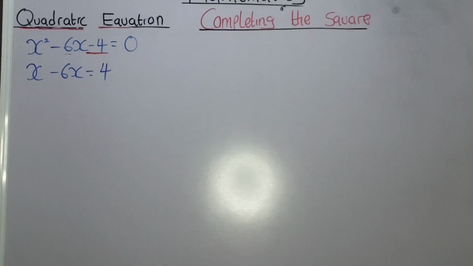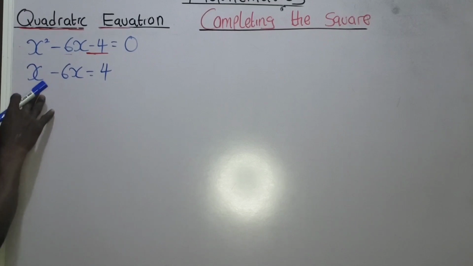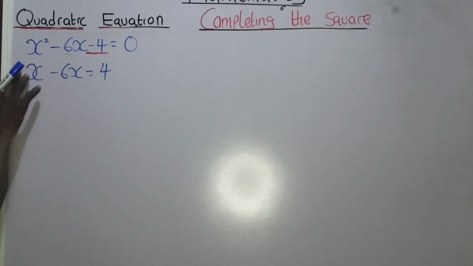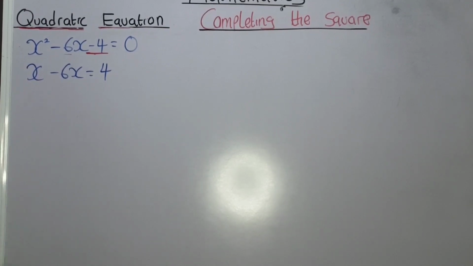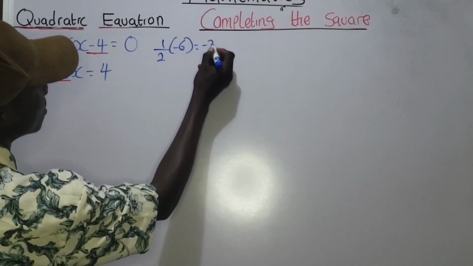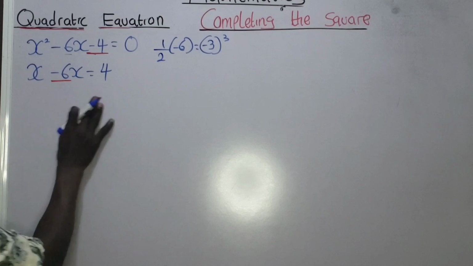The next step is to check the coefficient of x squared. If the coefficient of x squared is not 1, you have to divide the equation by the coefficient of x squared. But because the coefficient of x squared is 1, that is, it is unity, there is no need to divide. The next step is to find half of the second term, take the square and add it to both sides of the equation. The second term in this equation is negative 6. Half of negative 6 is negative 3. So I'm going to square negative 3 and add it to both sides of the equation.